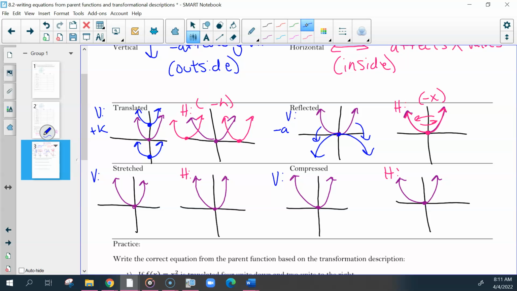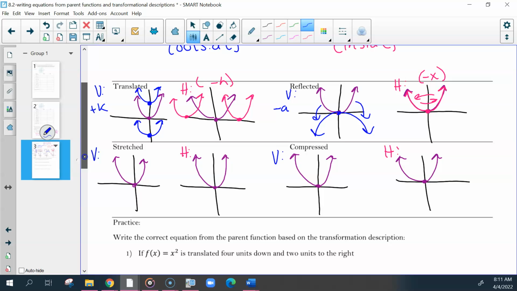Then we've seen vertical stretched and compressed. We haven't really seen horizontal stretched and compressed. So I'll show you what it looks like, but you're not really going to see that in this class. You'll see that more in algebra 2.